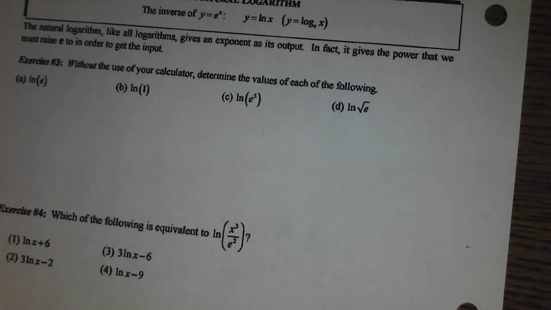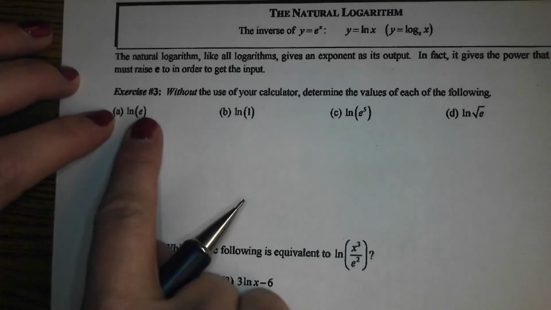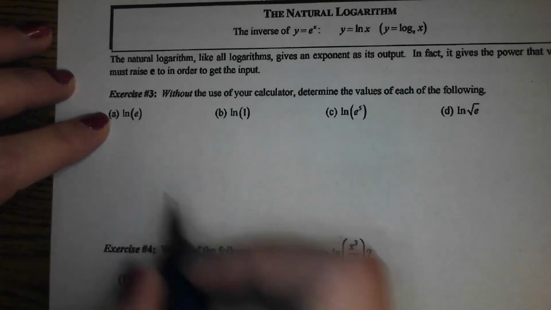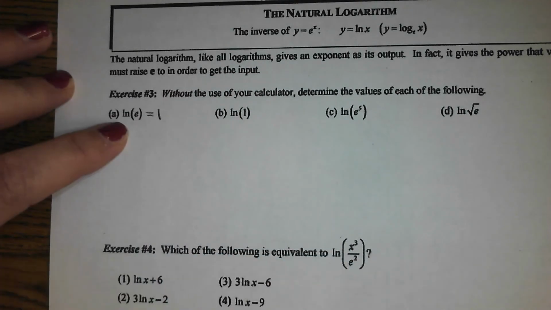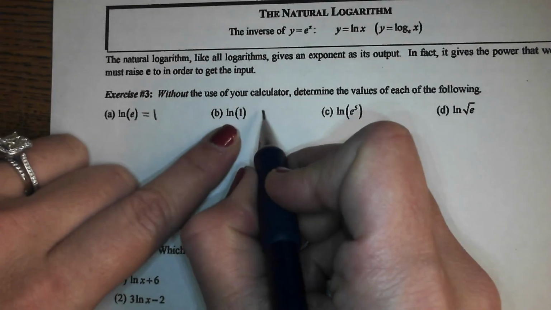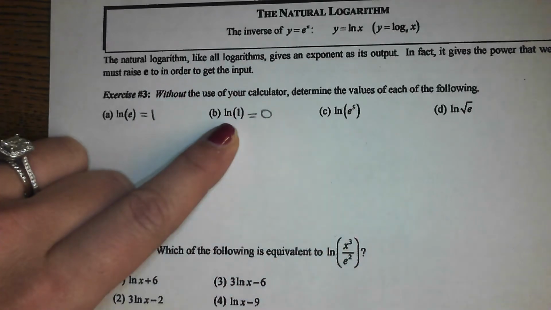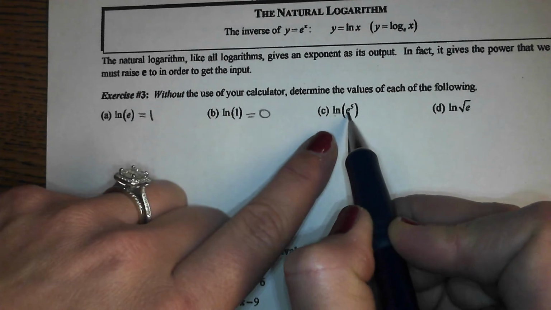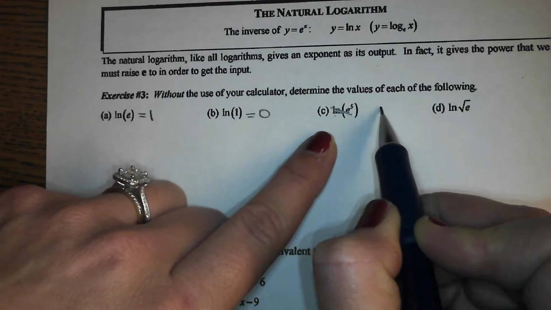Flip to the back quickly. I'll see if there's one. This whole section is just going to highlight the fact that the natural log and e just cancel. The natural log of e is just 1, because that's log base e of e. The natural log of 1, you could just use your calculator, is going to be 0. On C, ln of e cancels, and that answer is just 5.